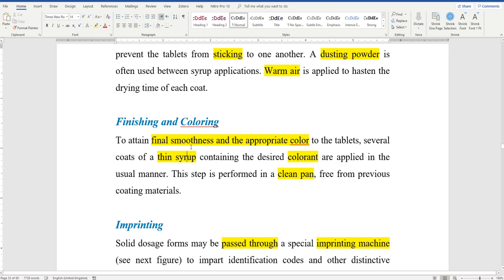طبعا we must do this in a clean pan. This is very important, because now we are doing smoothing. We don't want any powder to be there in the pan or on the tablets.